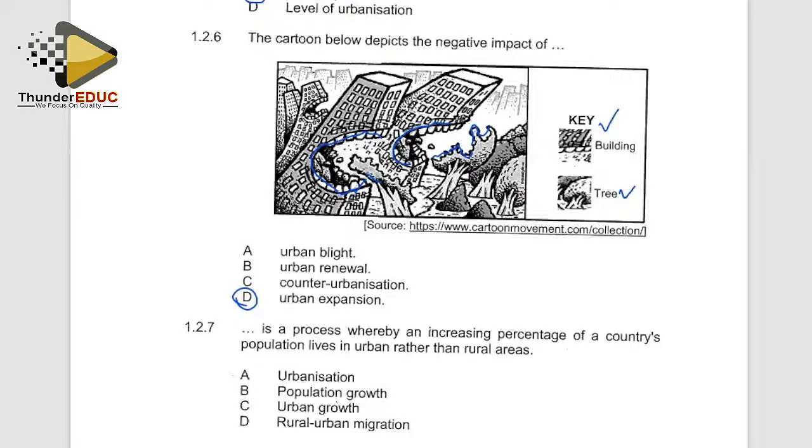Then number 127. Dash is a process whereby an increasing percentage of a country's population lives in urban rather than rural areas, with increasing percentages of people living in urban areas for a particular country. That is urbanization.